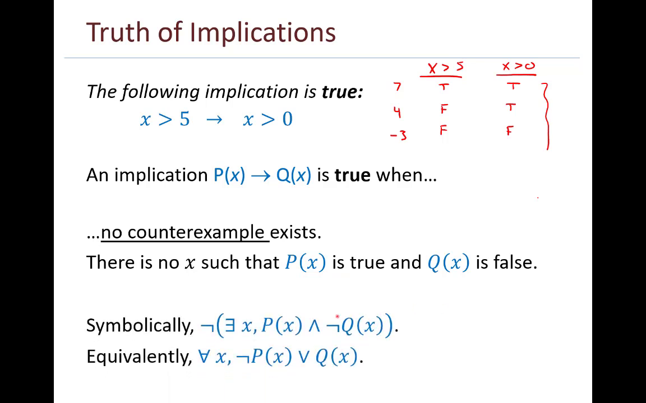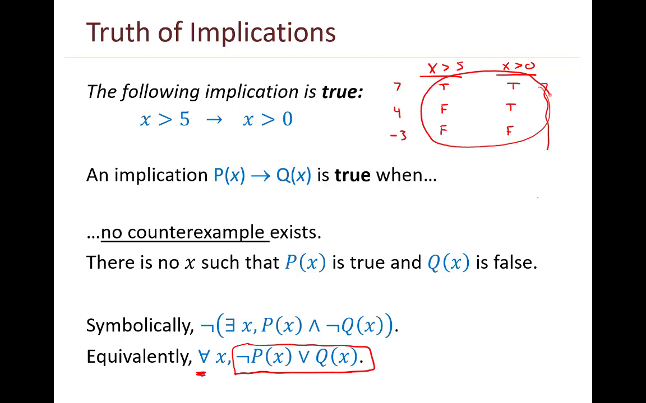Symbolically, take a look at this. It's a little bit weird. I'm saying no counterexample, so it is not the case that there exists x that makes p of x true and q of x false. Now, when I distribute the negation, exists turns into for all, and this and statement becomes an or, and I distribute the negative: not p or q. And curiously, that's essentially this part of the truth table.